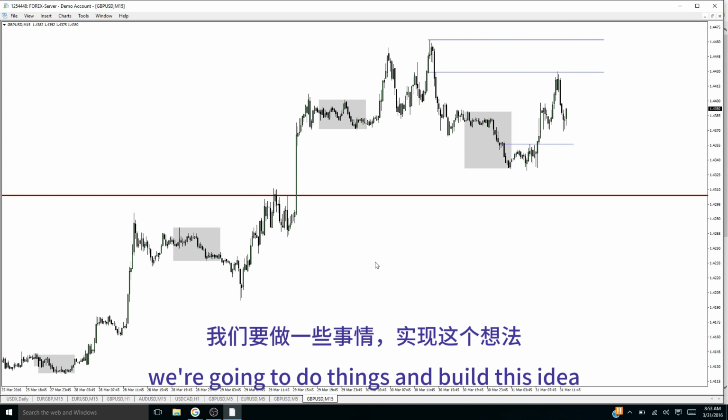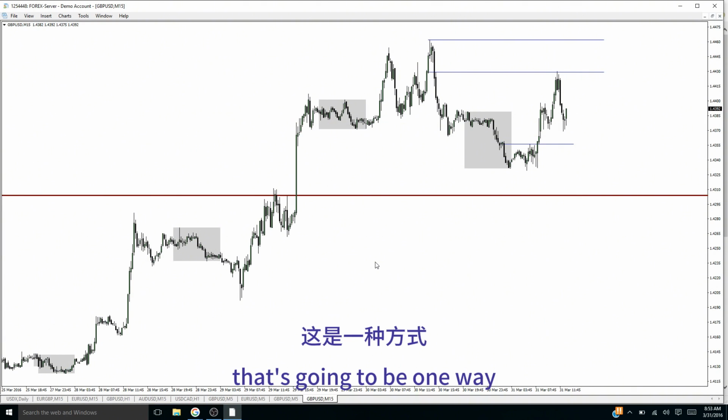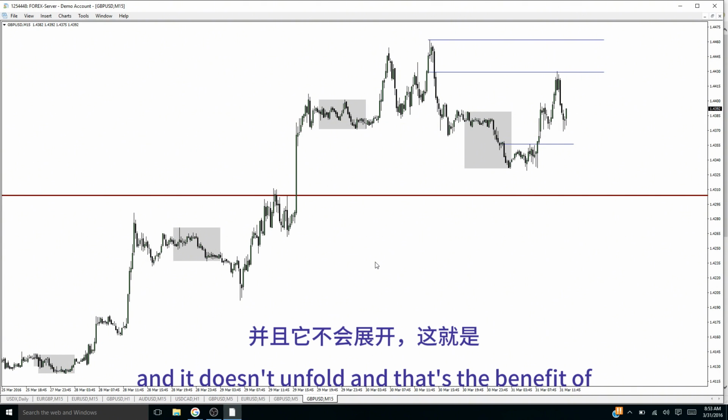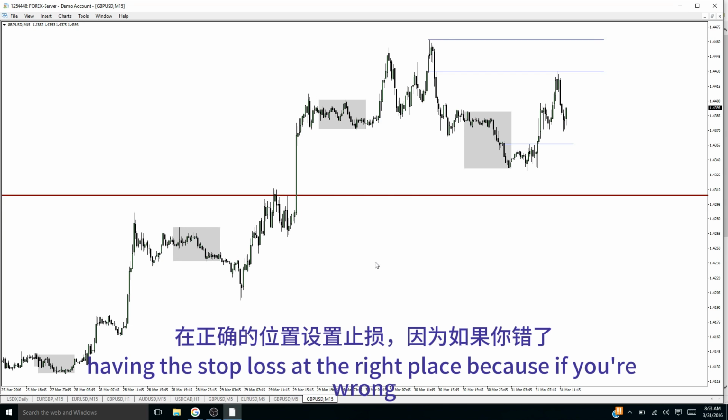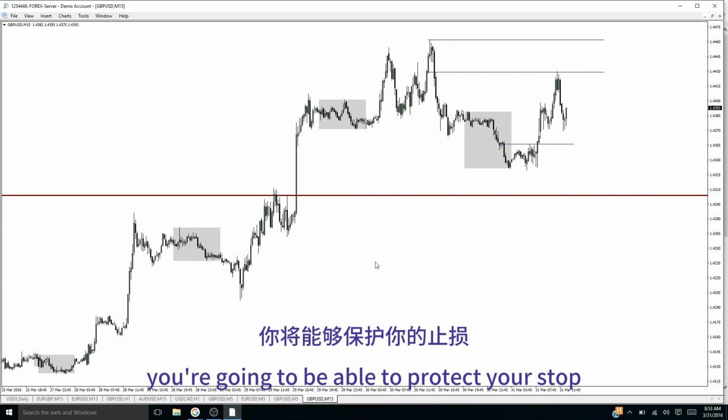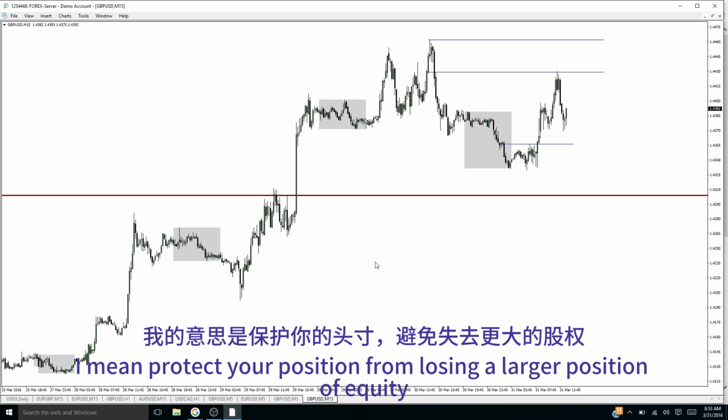We're going to build an idea that's going to be one way, and it doesn't unfold. And that's the benefit of having the stop loss at the right place, because if you're wrong, you're going to be able to protect your position from losing a larger portion of equity.